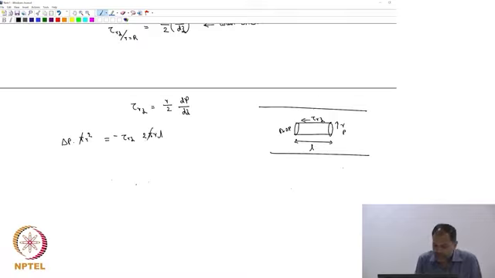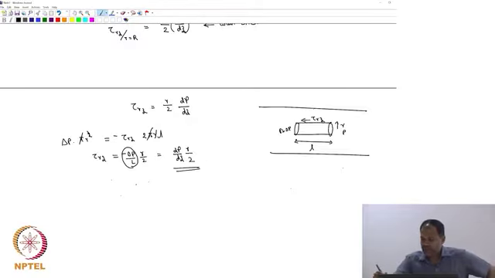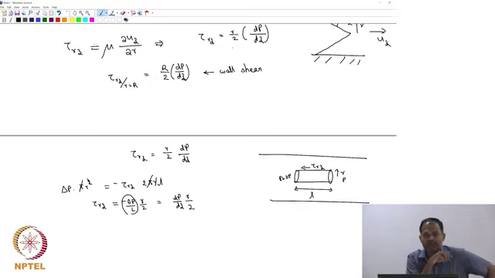Pi will go, r will go, and I get tau r z is equal to minus delta P divided by L into r by 2, correct? And minus delta P by dl is what we call dP by dz, so tau r z is equal to minus dP by dz into r by 2, and that is exactly what we derived a little while earlier.